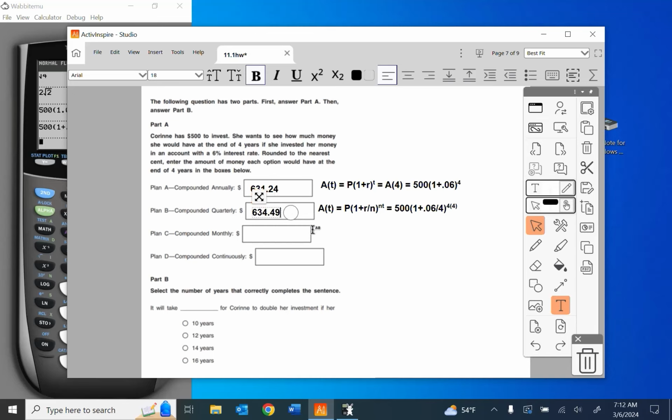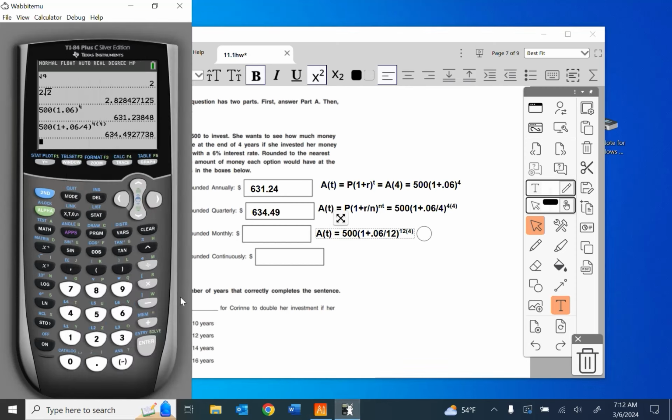Compounded monthly, the only thing that changes is that this time n is 12. That's the only thing that changes. Really easy question as long as you can read a formula. $635.24.